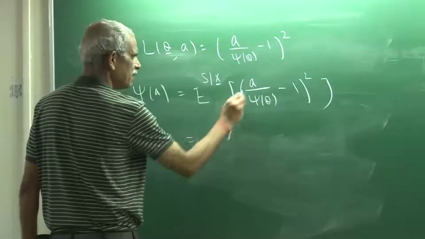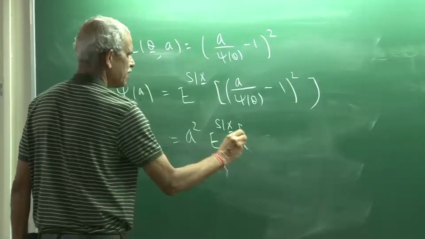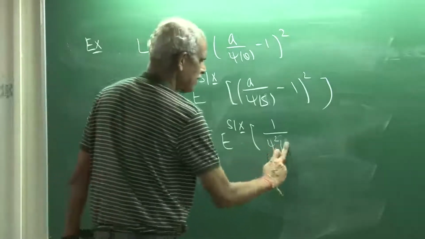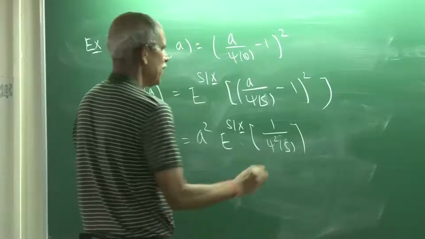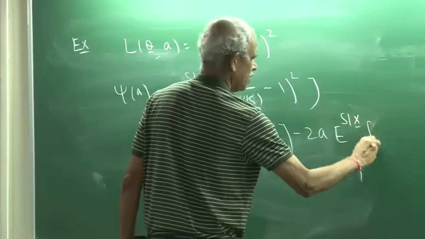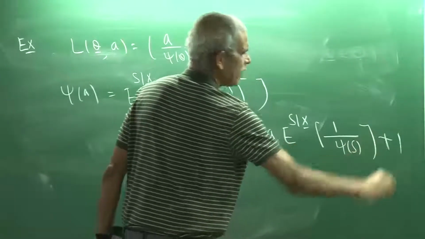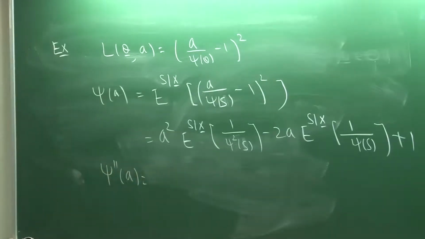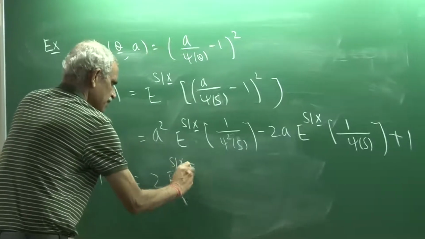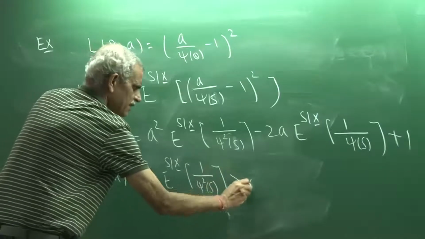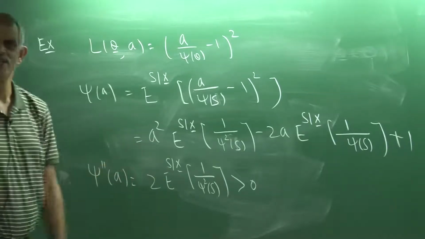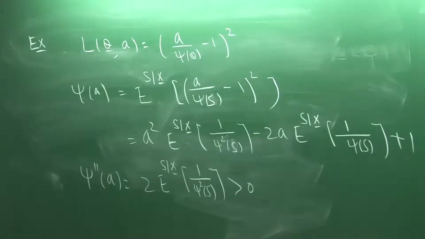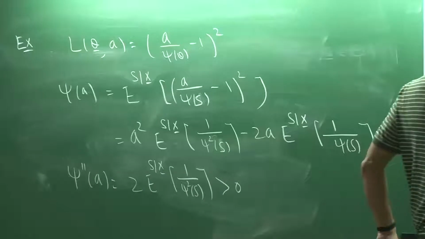So I can expand it. a is a constant, so it is a squared times the expected value of s given x of 1 upon psi squared(θ). Since θ is a non-random variable which is denoted by s, this would be psi squared(s), minus twice a times the expected value of s given x of 1 upon psi(s), plus 1. Now you can see that the double derivative is 2 times the expected value of s given x of 1 by psi squared(s), which in most situations would be strictly positive. This would be 0 only when psi(s) is infinity. That will never be the case. So what is the Bayes estimator, which would also be the same as the Bayes estimate?